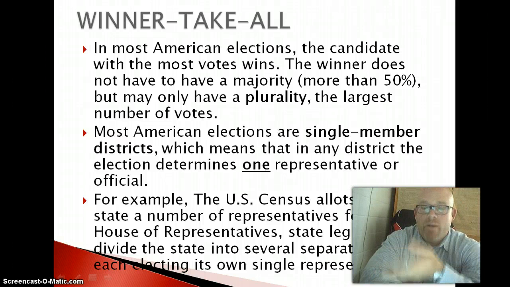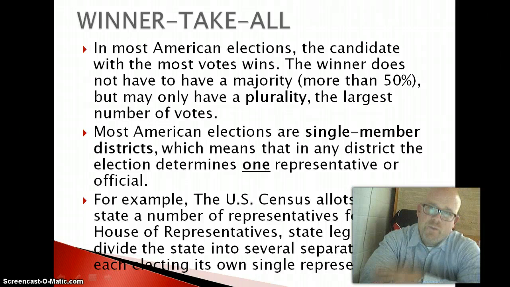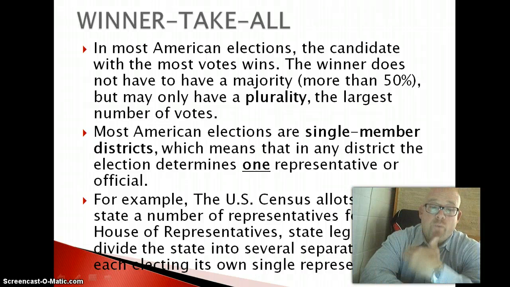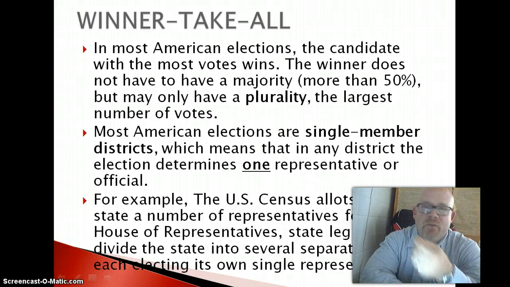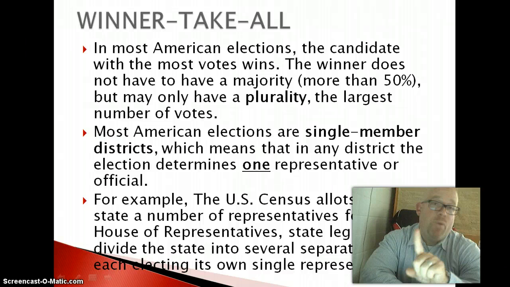All right? And a great example that you'll see here on the slide is when the U.S. Census reallots or reapportions every 10 years, the states are going to divide themselves into geographic regions. For example, Virginia has 11 congressional districts. Each of those congressional districts is going to be winner-take-all, single-member district, which means there's going to be one winner.